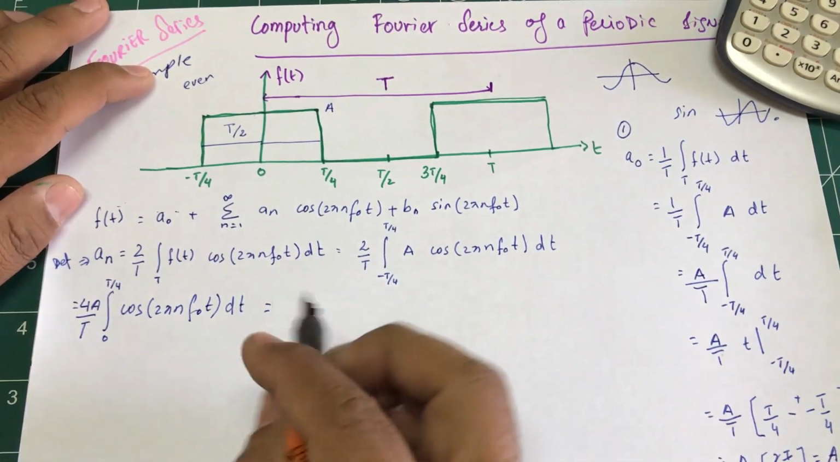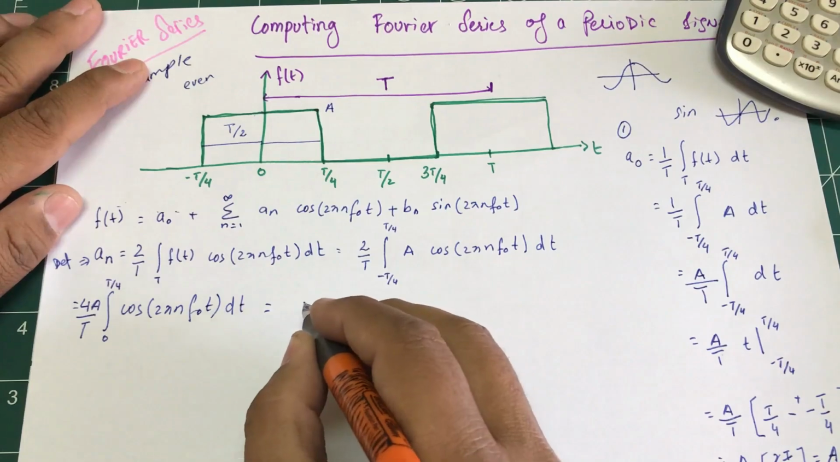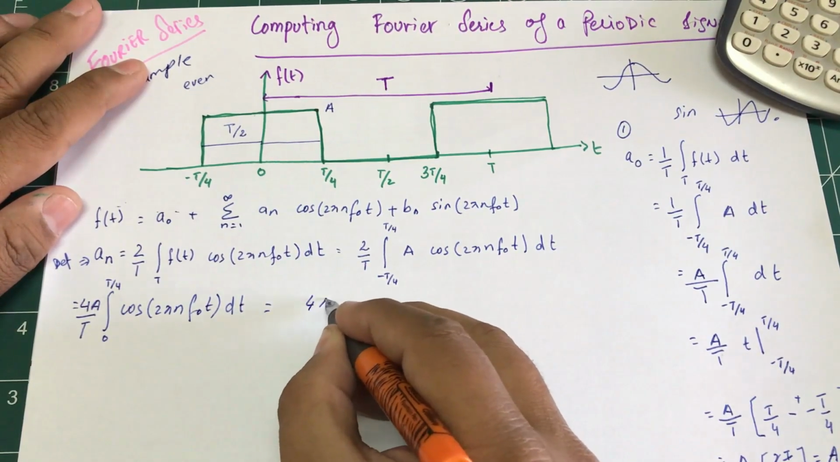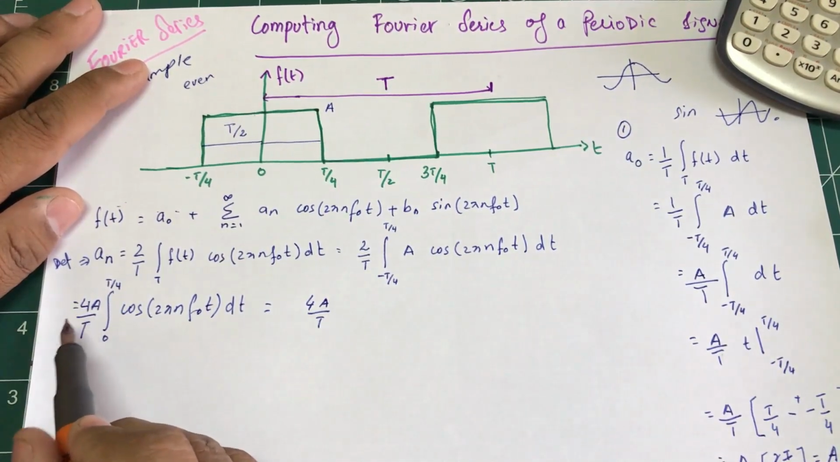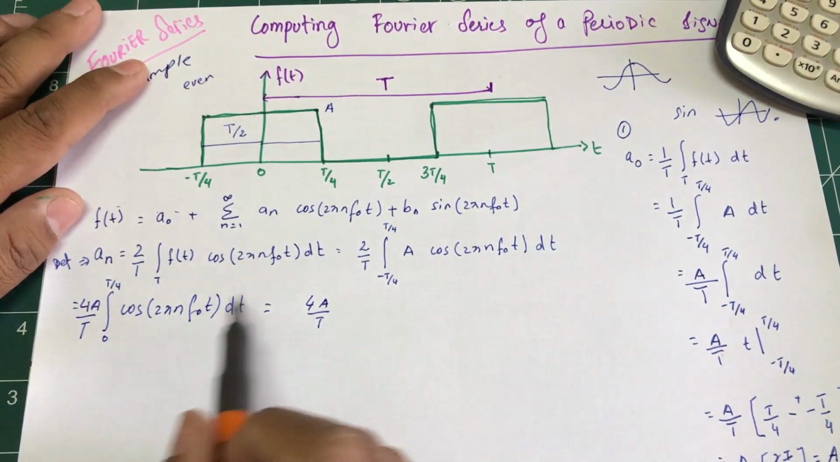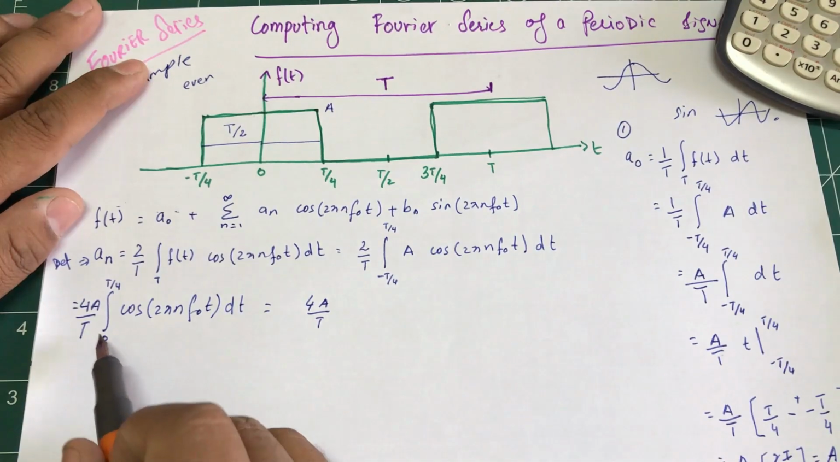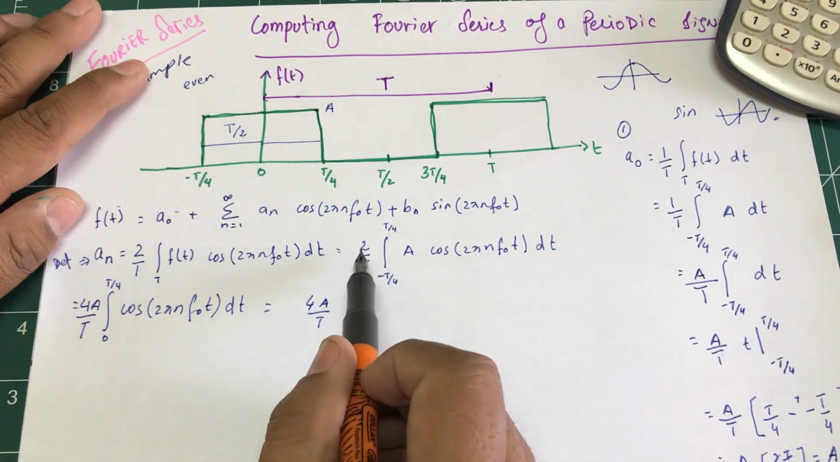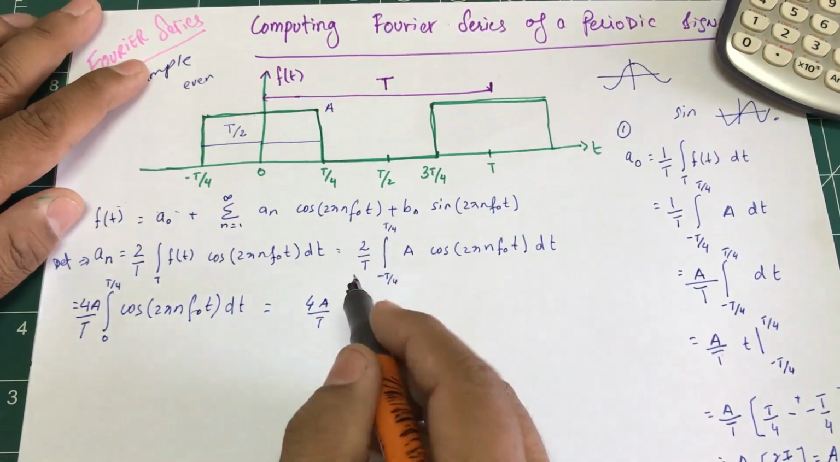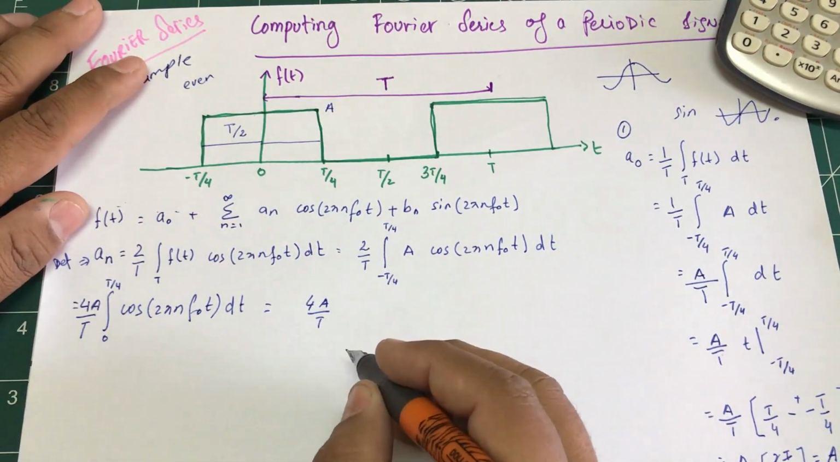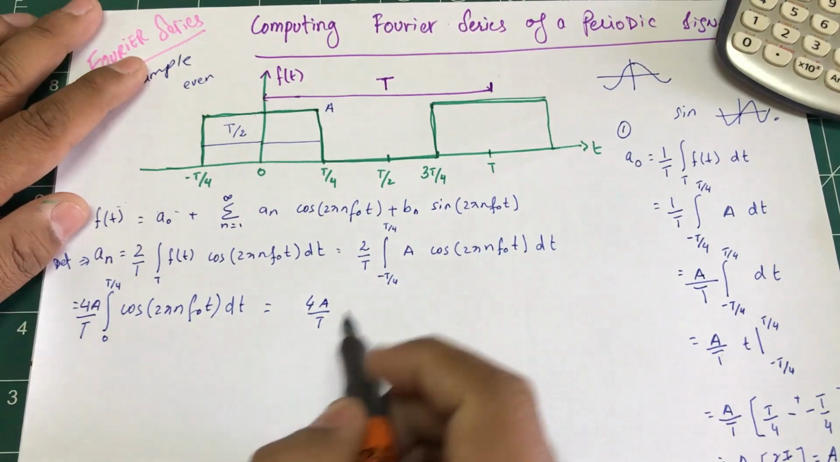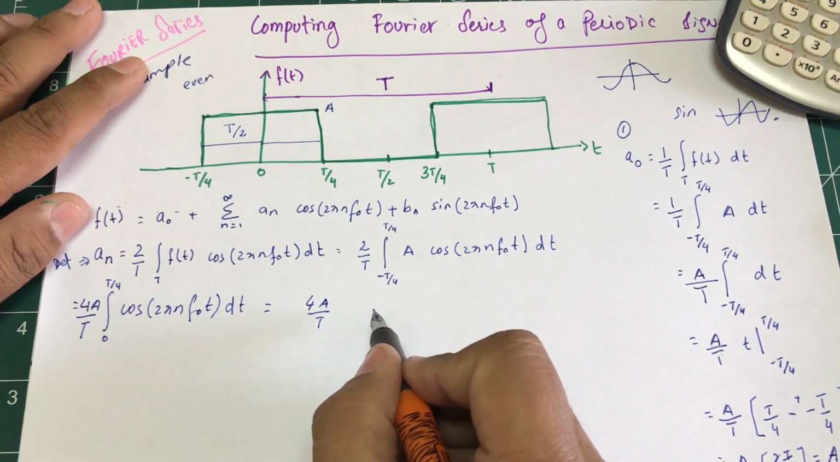All right, so the next step is 4A over T. How do I get this 4? When I change the limit, and I have symmetric borders, I'm going from 0 to T over 4 and multiplying the 2 which was part of the formula with 2, I get 4, and then I bring A out. Now, here's the thing. What would be the integration of this? The integration for this is just going to be simple.